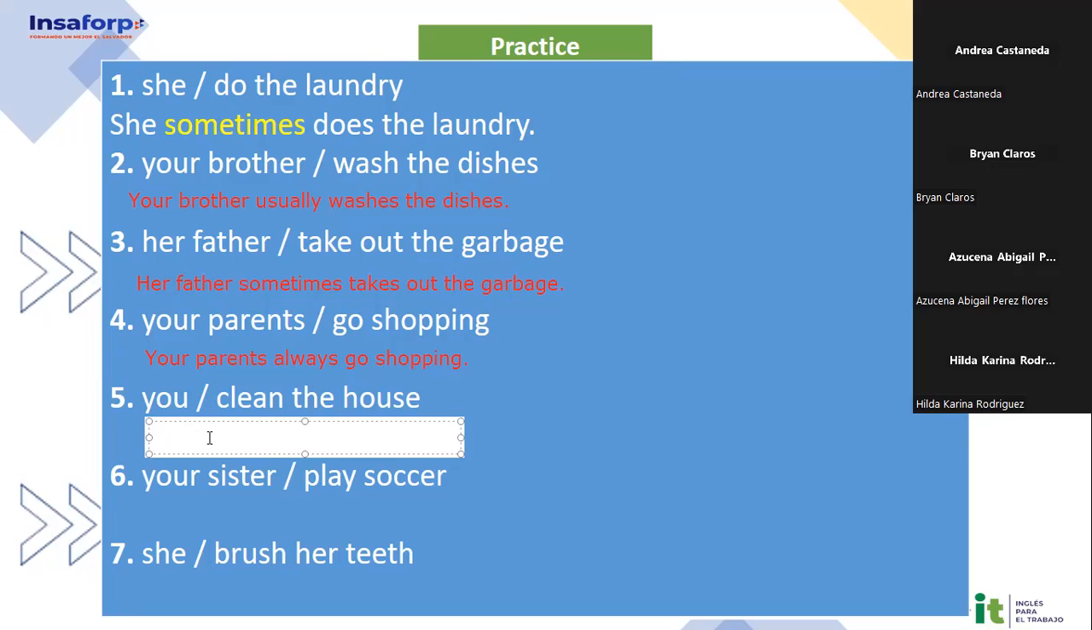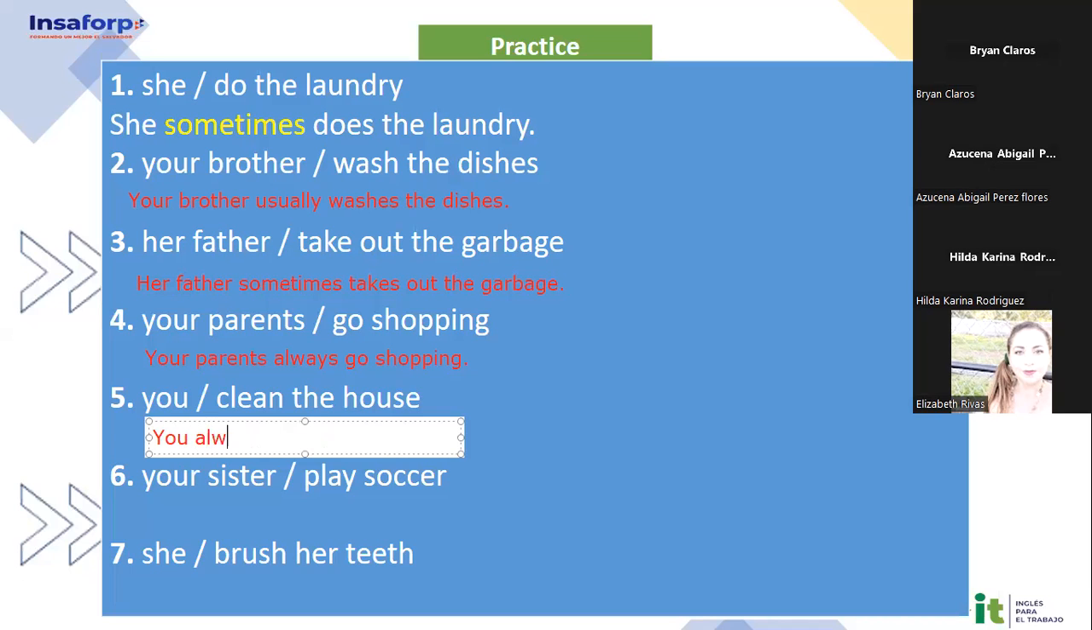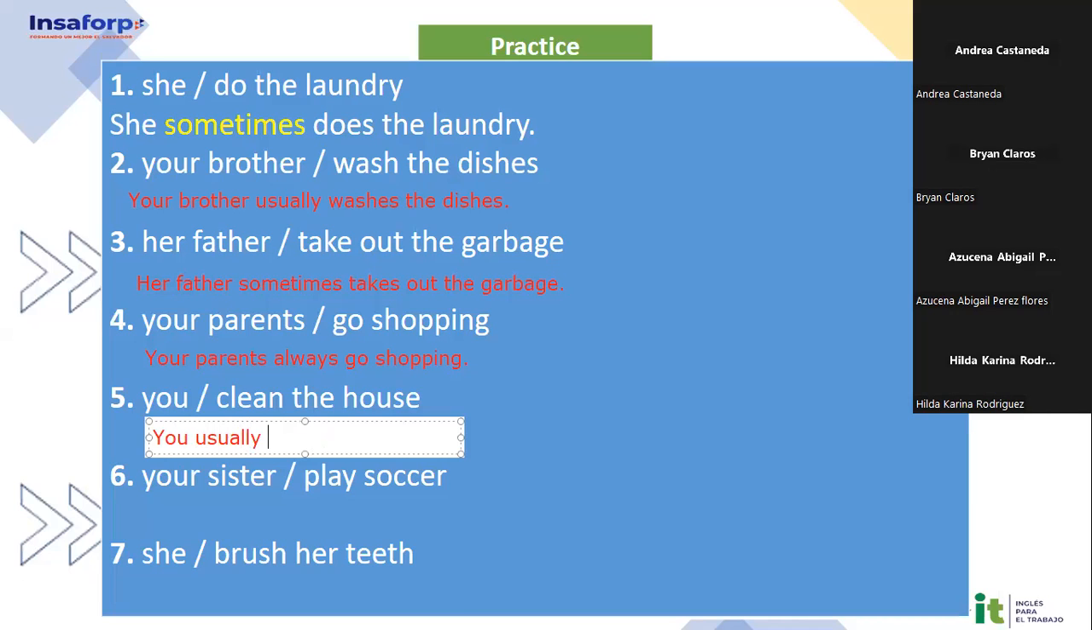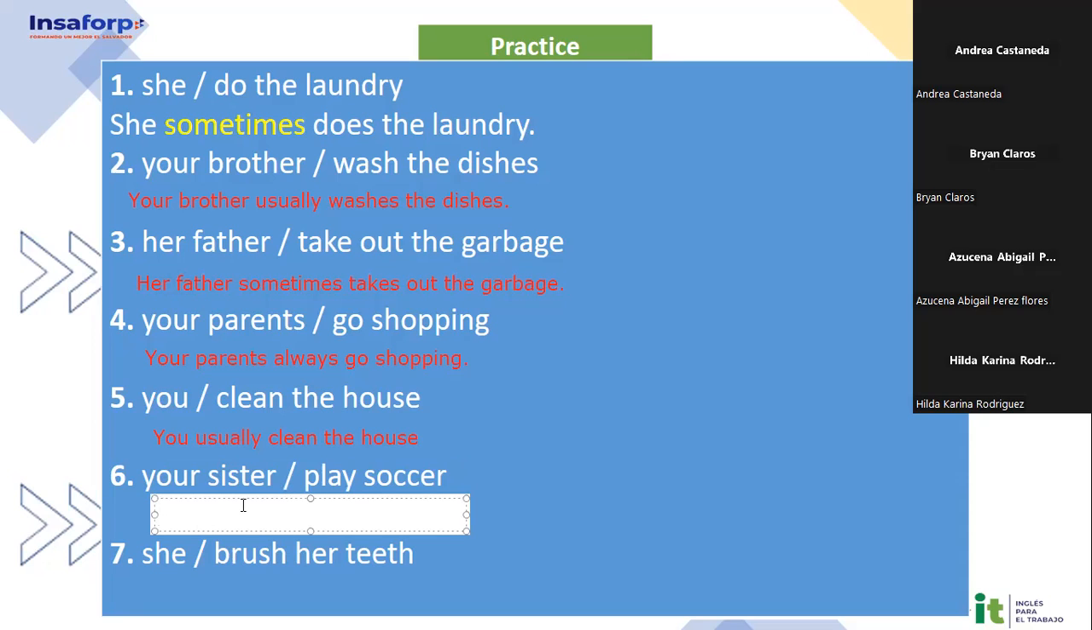So Stephanie, help me, please. Stephanie Melgar. You usually... Sorry, you always, usually, clean the house. Clean or cleans? Cleans. Pero you sería segunda persona, ¿verdad? I'm sorry, clean the house. You usually clean the house. ¿Cómo me adivinó usted? No, en mi caso es I always. Good. Next one, number six.